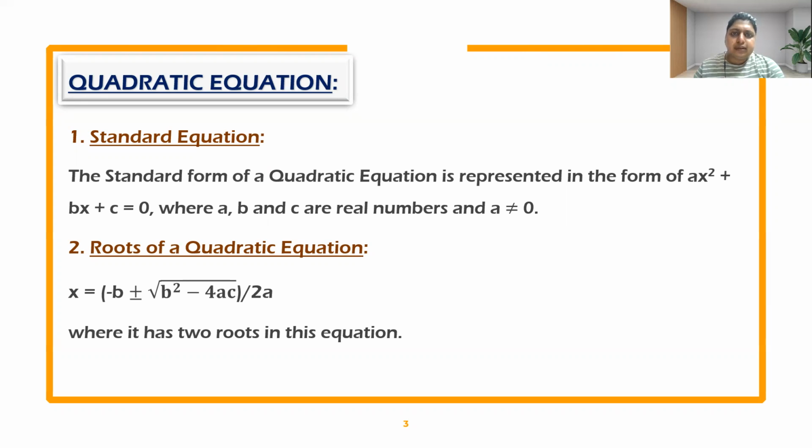And secondly, what are the roots of a quadratic equation? It is a basic formula for the quadratic equation to find the roots. It has two roots because maximum it has a degree of 2. So it has a formula x is equal to minus b plus minus root b square minus 4ac upon 2a. So b square minus 4ac is also called the discriminant. So it has two roots that we can find with the help of this formula.